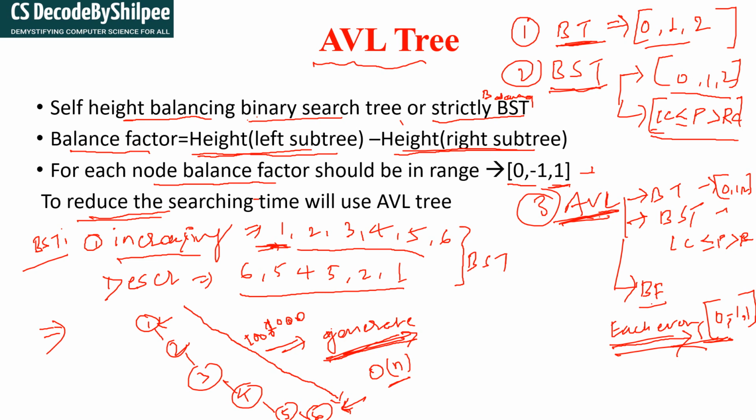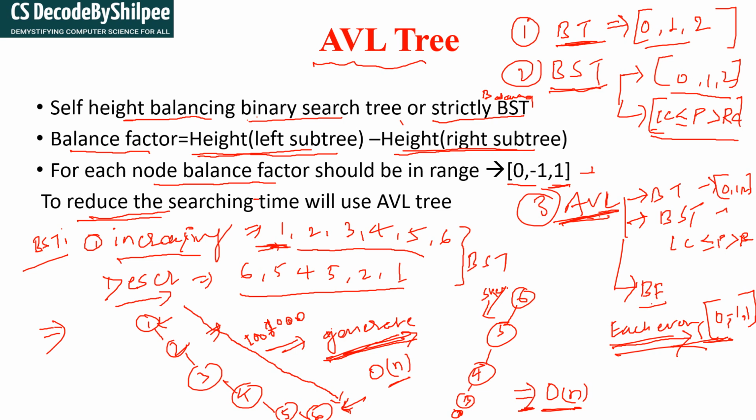Similarly, for the decreasing order, 6 will come, then 5 will come, 4 will come, 3, 2, like that you are coming to the completely left side, and this is called left skewed. This is called left skewed, this is called right skewed. Means if increasing order items or decreasing order items are given, it is going to form a skewed tree, and that is the problem with the binary search tree, because the searching time will increase. If your tree becomes a skewed binary search tree, then the time complexity becomes order of n, and that is very high.